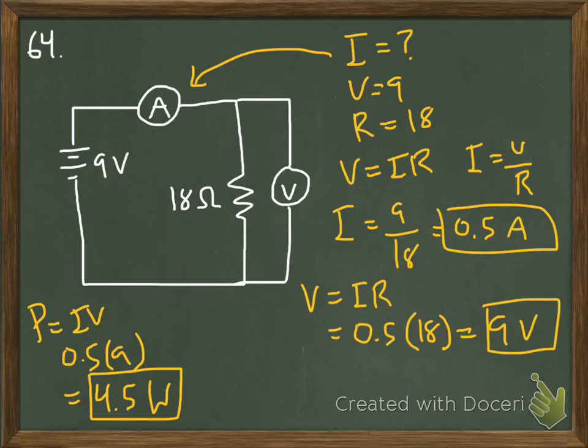And then finally, how much energy is delivered in 1 hour? Remember that the watts tells you joules per second. So if you want to find joules per hour, you got to multiply by 3600 because there are 3600 seconds in an hour.